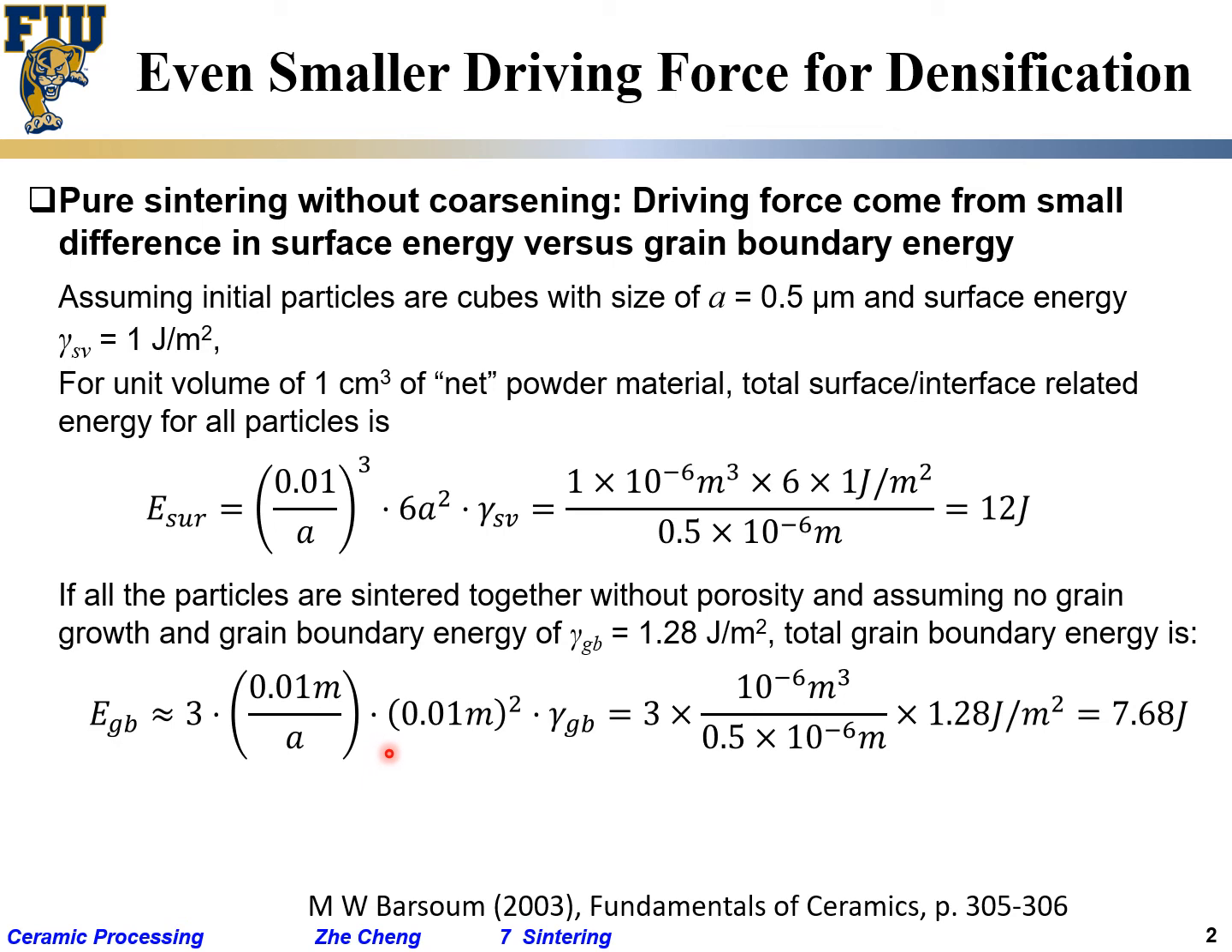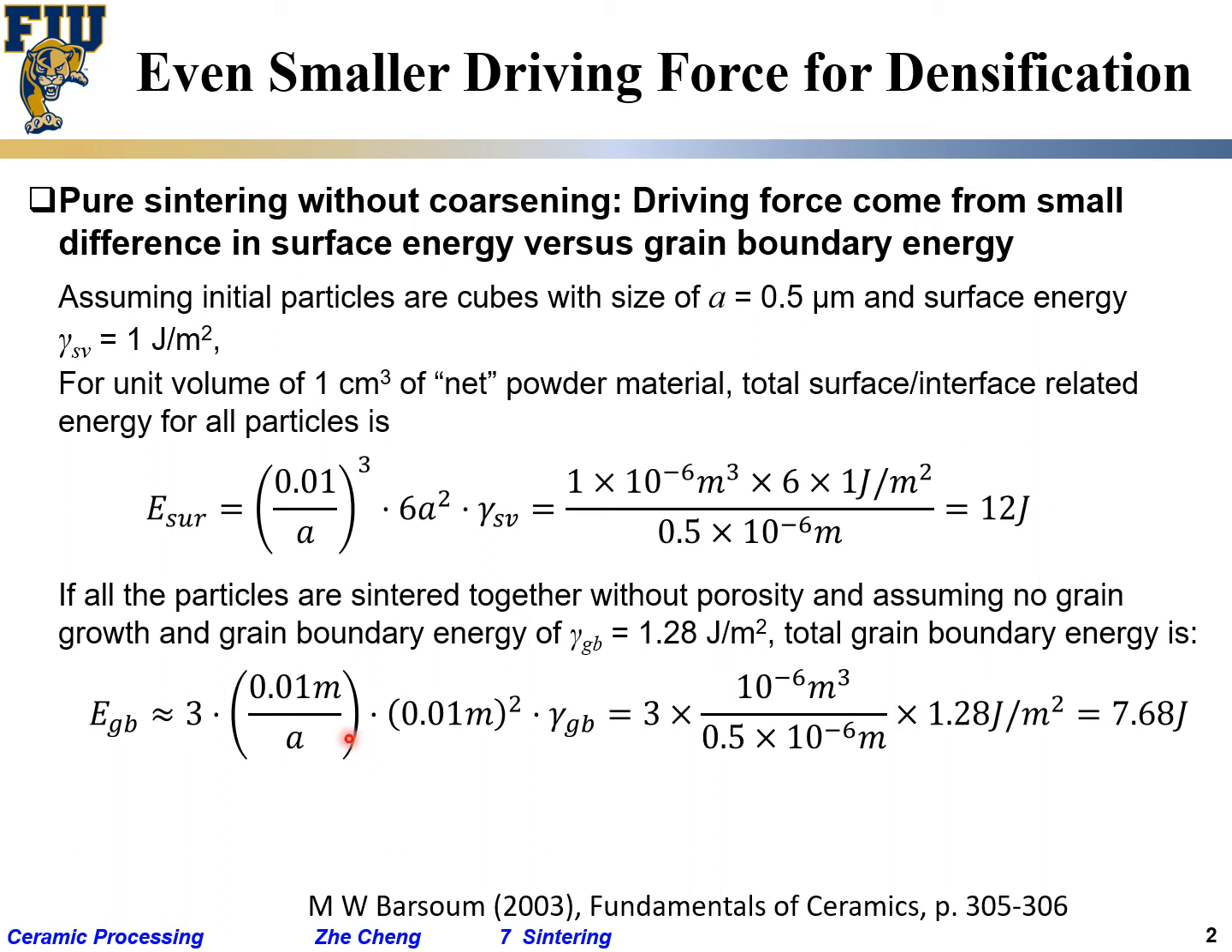And here I'm having this equation. I put a 3 here because between two particles, initially they have two sides, but when they become a grain boundary, you double count, right? So instead of 6, I have 3. Make sense? That's the factor. And then 0.01 meter divided by A, that's the number within the dimension. How many of them?